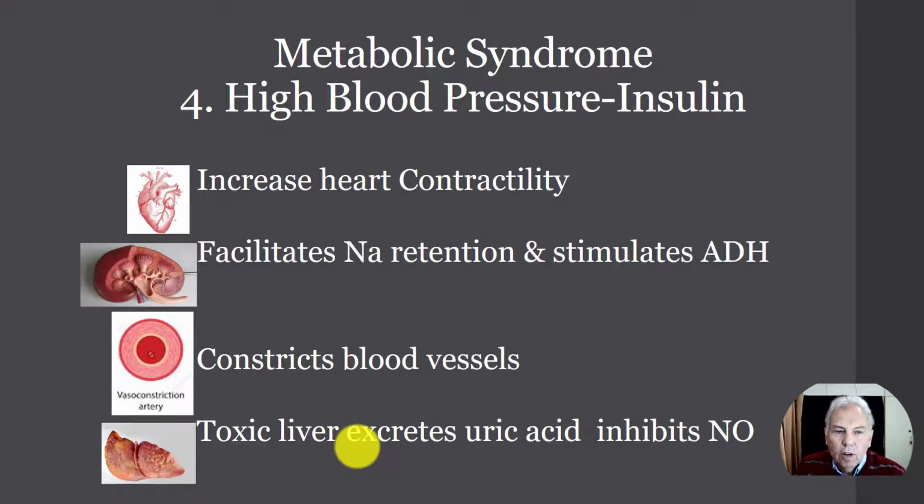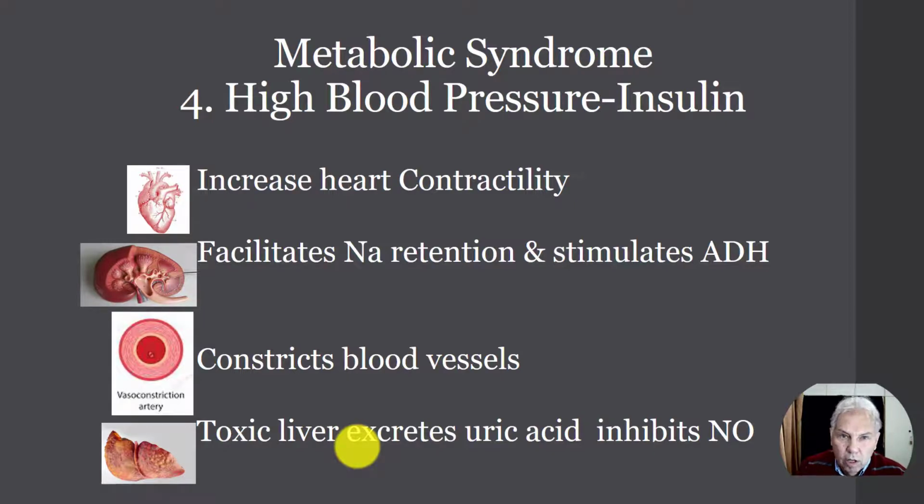The next component of metabolic syndrome is high blood pressure, and this is caused by high insulin. Insulin has a number of ways of raising your blood pressure. It increases the heart's contractility. It facilitates sodium retention in the kidney and stimulates ADH. It directly constricts blood vessels.